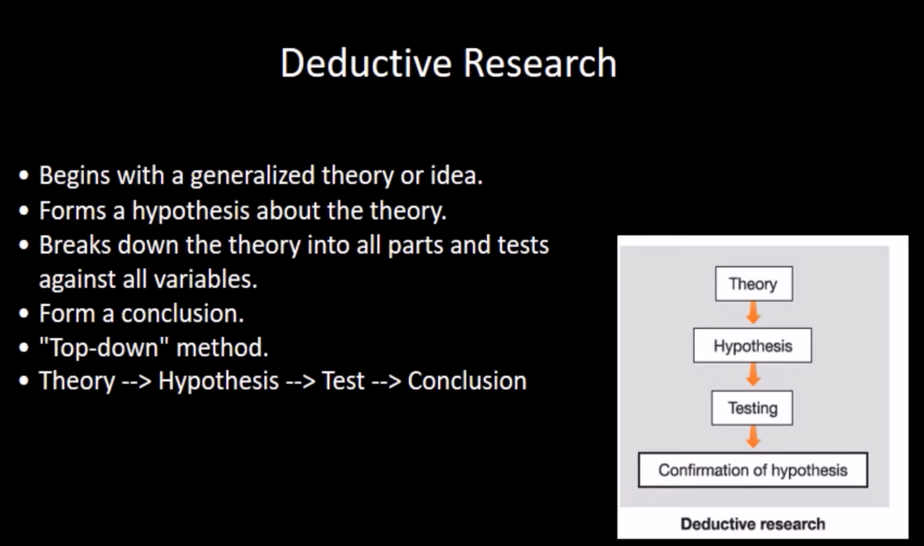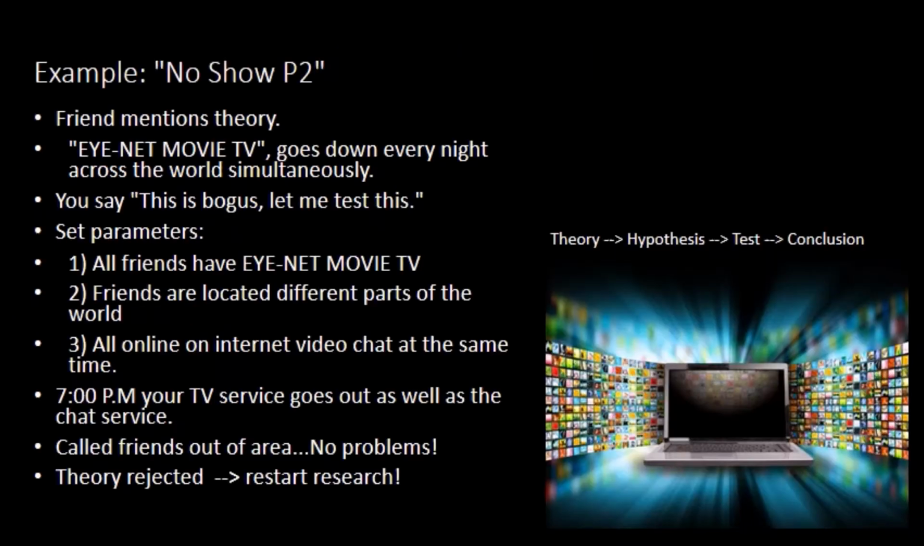Alright? So deductive reasoning or research is often referred to as top-down research because you start at the top with your theory and you're breaking it down. So you're going from top down. Whereas with inductive research, you started off with the details and you were building up to form a theory, right? You were building onto those details to form a conclusion. So that's called bottom up. Deductive, top down. Okay? Let's give an example.